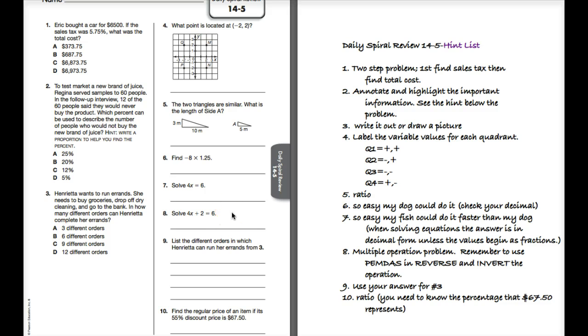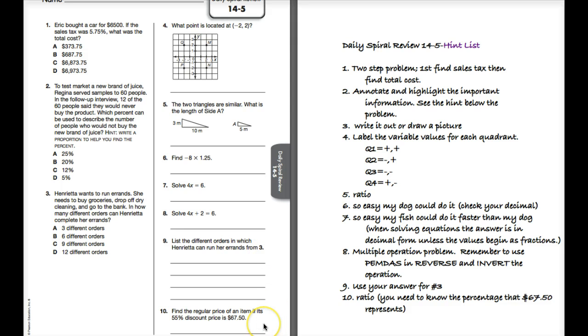Number 8 is a multiple operation problem, so more than one operation. And remember to do, please excuse my dear Aunt Sally in reverse, which is Sally Aunt, dear my excuse please. And you're going to invert the operation. So if you're adding, you're going to want to subtract in order to keep the equation balanced. Okay? Number 9, you're going to use your answer from number 3, and you're going to list out all of those different orders here. Okay?